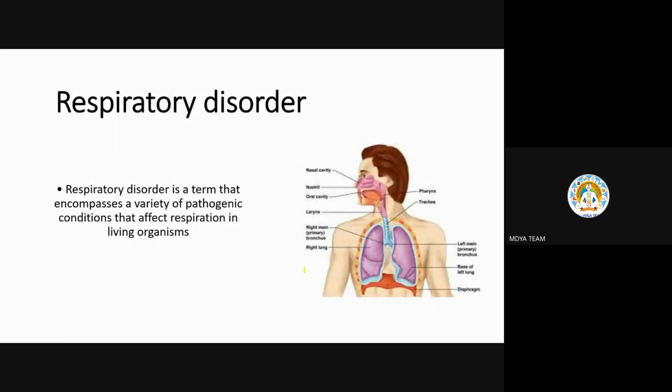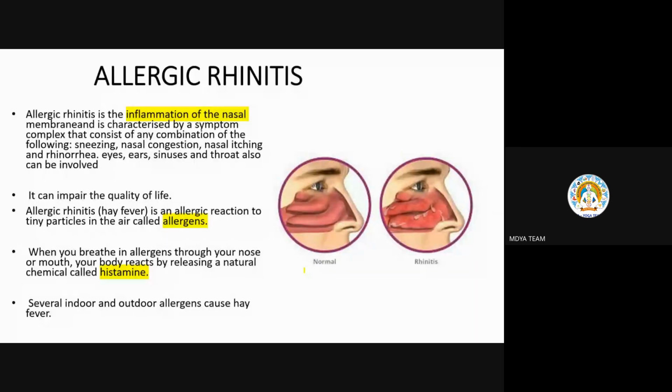So respiratory diseases, what exactly happens in respiratory disorders? These are the conditions or group of pathogenic conditions which affect our respiratory system. Therefore, it is respiratory disorders. So exactly from here our syllabus starts, a little glimpse to understand further.